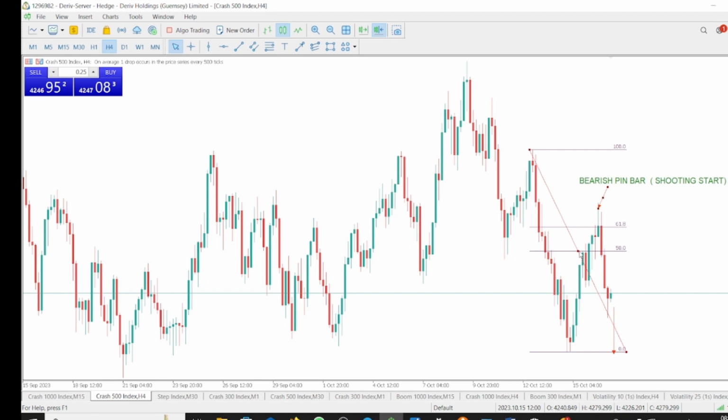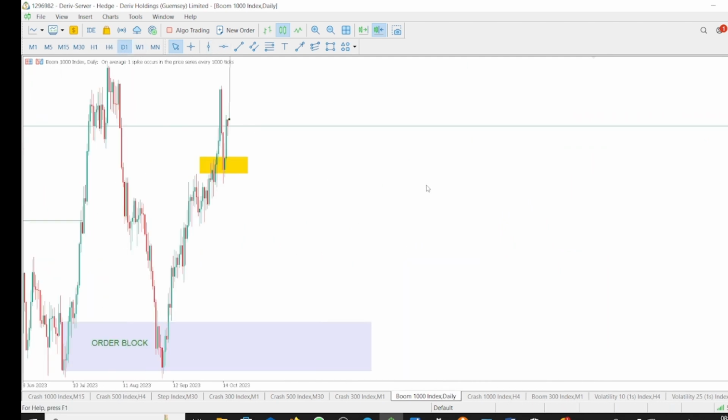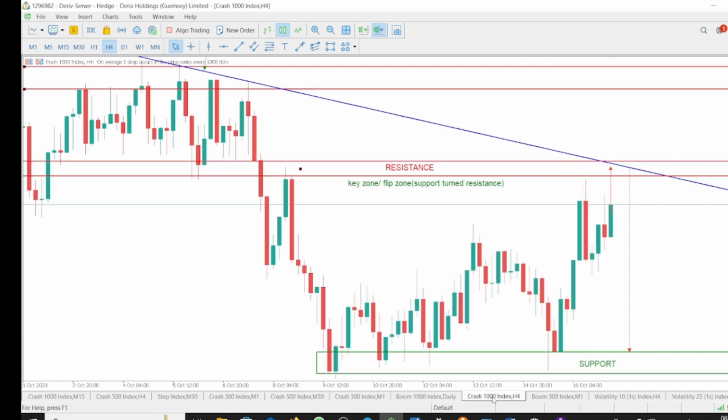So this strategy, guys, I'm telling you, if the market is trending, it really works. So you can see the market reached here, and then the market is now starting to move down. So this strategy of the Fibonacci that I shared with you guys actually works. So this is what I'm seeing in Boom and Crash 1000, and also Crash 500. So this is what is taking place.